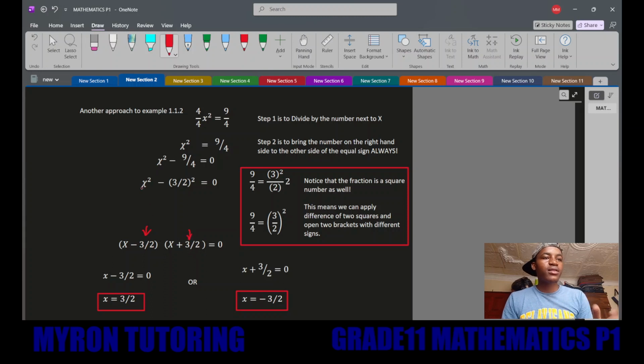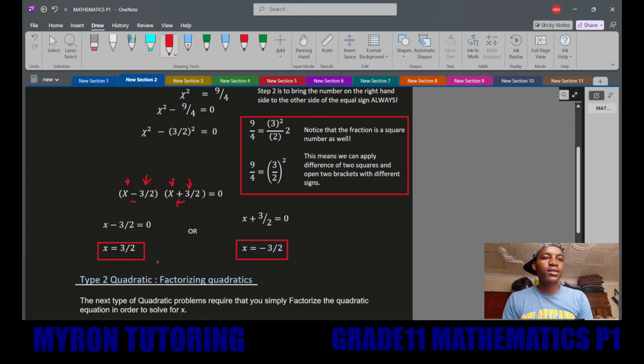And that 3 over 2 appears in our brackets. Then the square root of x squared is x, which also appears in our brackets. Then we have different signs. From there, we can solve it into the respective answers. And that is the notes that I have on difference of 2 squares.